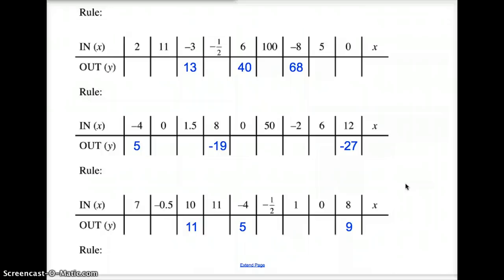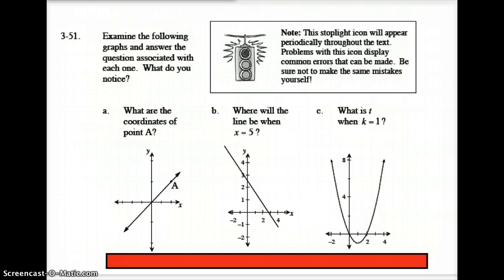Absolute value of 10 is 10, plus 1 is 11. Absolute value of negative 4 is 4, plus 1 is 5. Absolute value of 8 is 8, plus 1 is 9. All right, moving on. If you have any questions on those, again, see me tomorrow about that. Moving on.